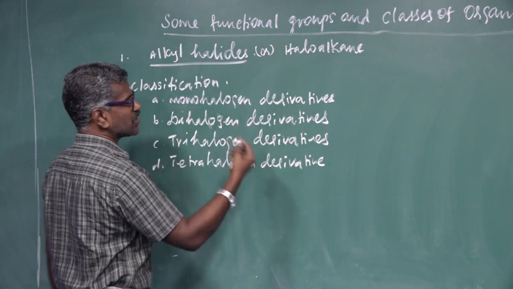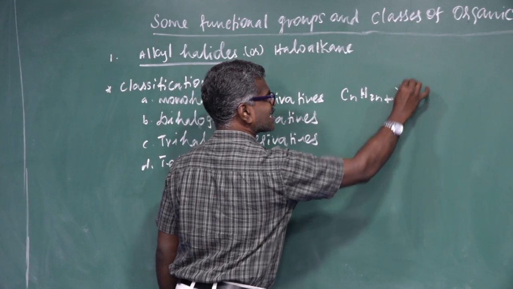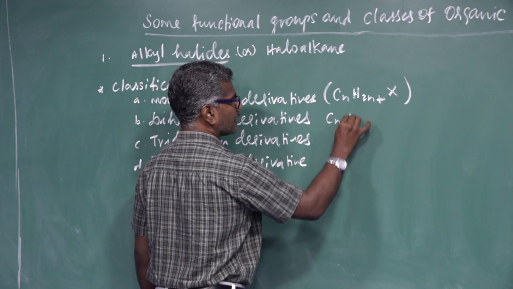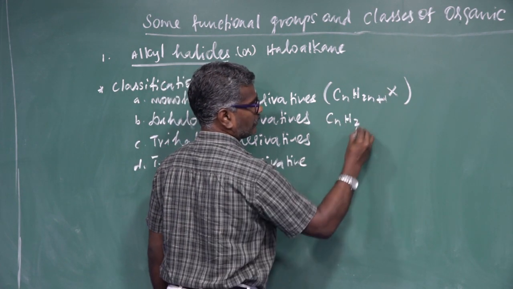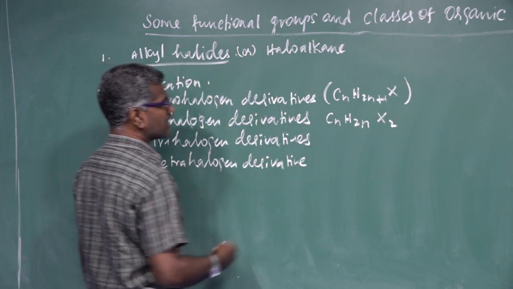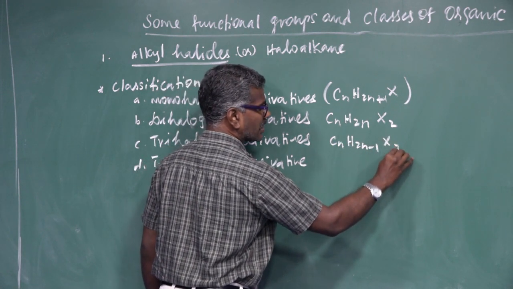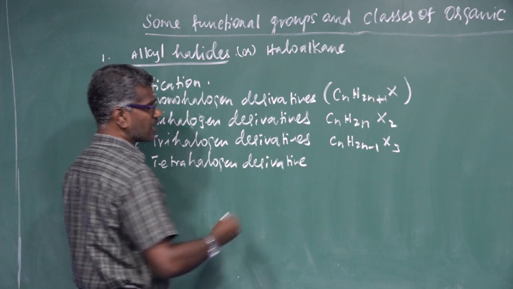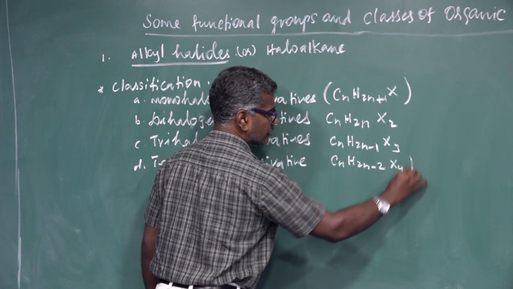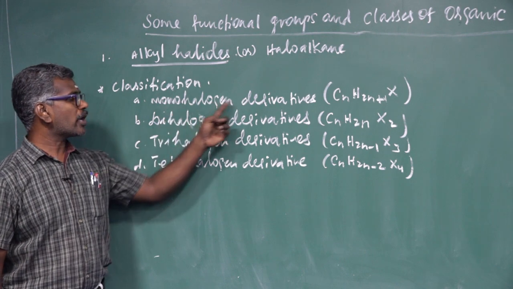Here, the monohalogen derivatives formula is CnH2n+1X. Dihalogen derivatives formula, CnH2nX2. Trihalogen derivatives formula, CnH2n-1X3. Tetrahalogen derivatives formula, CnH2n-2X4. What is the first one? Monohalogen derivatives.